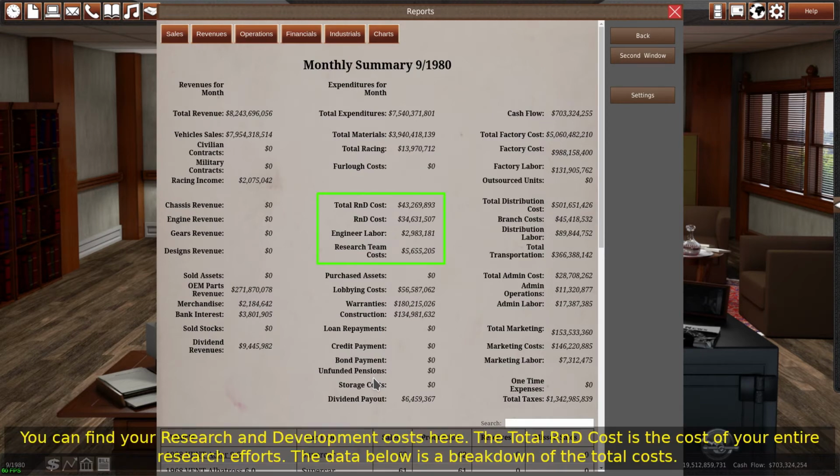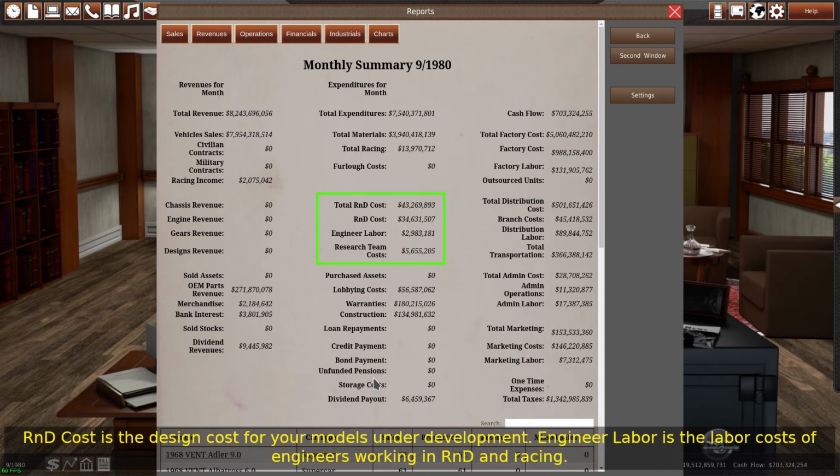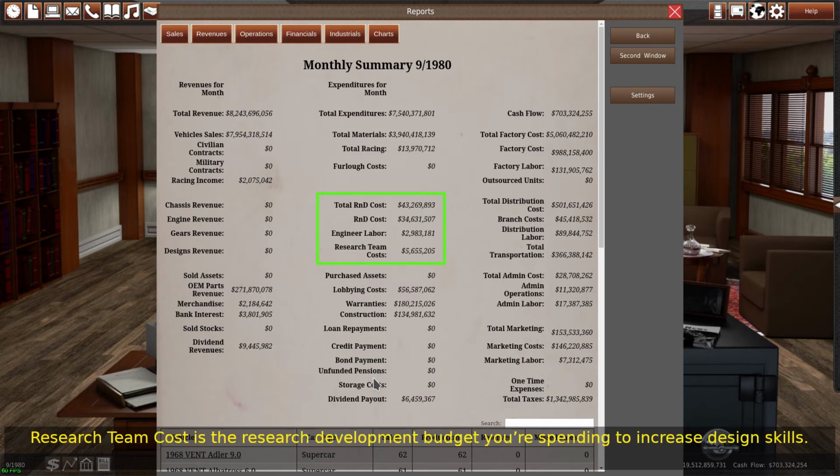You can find your research and development costs here. The total R&D cost is the cost of your entire research efforts. The data below is a breakdown of the total costs. R&D cost is the design cost for your models under development. Engineer labor is the labor costs of engineers working in R&D and racing. Research team cost is the research development budget you're spending to increase design skills.